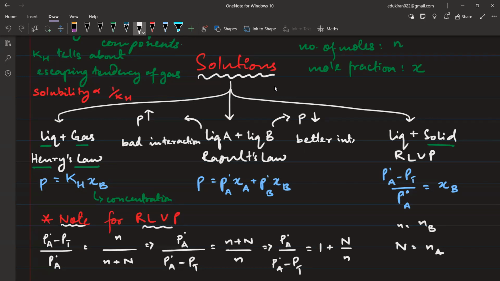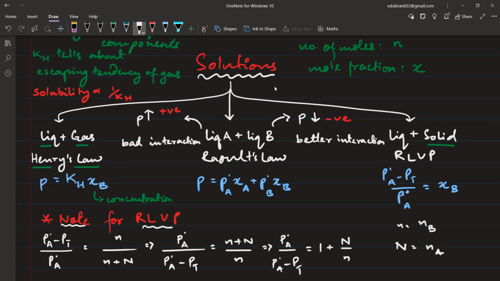Here we have better interaction. Now, what are the consequences of bad interaction and what are the consequences of better interaction? When we have bad interaction, when pressure increases, we say this is positive deviation. Isko bhi dhyan rakhna hoga, hai? When pressure increases, it is positive deviation from Raoult's law, and this is negative deviation from Raoult's law.